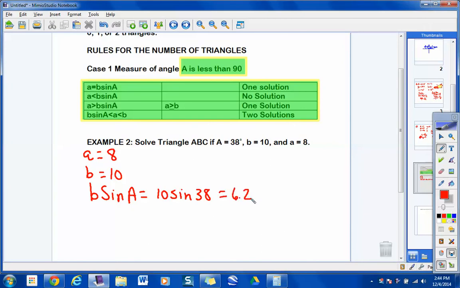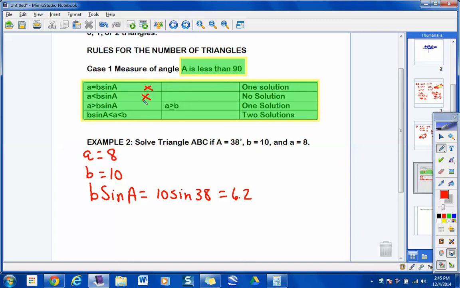All right, let's make some comparisons. Does my A value equal B sine of A? Are these equal? No, so I can rule this one out. This one's not going to work, is it? I'm going to put an X up there. All right, how about this? Is A less than B times the sine of A? Is my A value less than that? No, so that one's not going to work either.